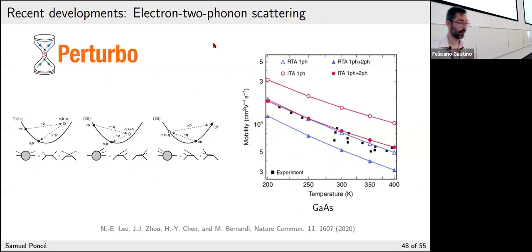Another development is the electron-2 phonon scattering. So instead of having electron-phonon, you have an electron and then two phonons. This was done for gallium arsenide. As far as I know, it's only been done for gallium arsenide. And in that case, it was shown to be quite important to recover the experimental result. Otherwise, you overestimate the mobility quite strongly. One needs to see now if this gets applied to other materials. If it's always important, I don't know, but it could be.